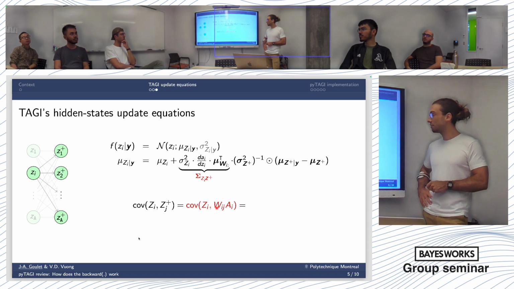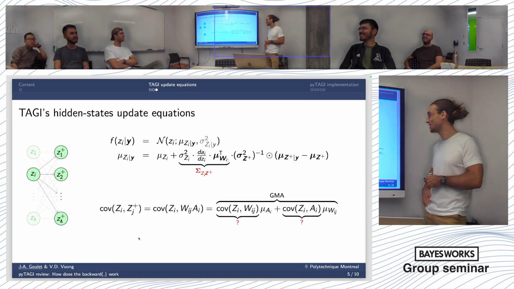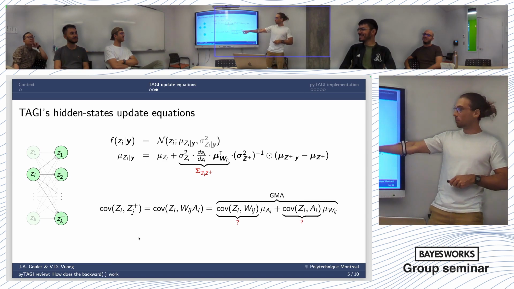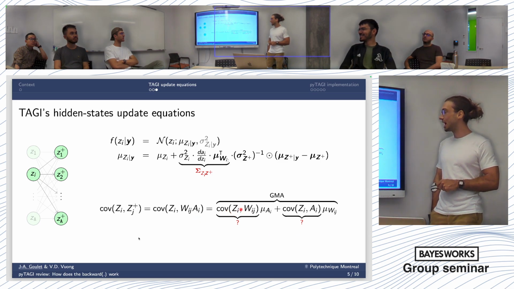And how do we explicitly find the formulation of that covariance? GMA equations, exactly. Whenever we don't know, we say GMA equation. So we have the product term here, and it's the covariance between the product term and a single variable. It's going to boil down to these terms. We have the covariance of Zi and the weight times the mean of my second term, and the covariance between Zi and Ai times the mean of my first term.